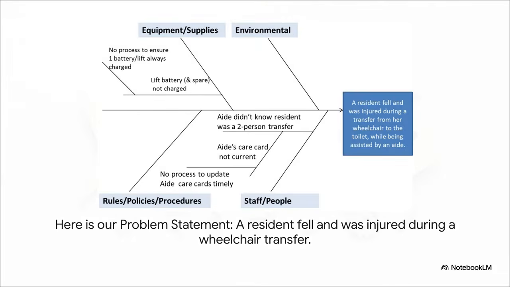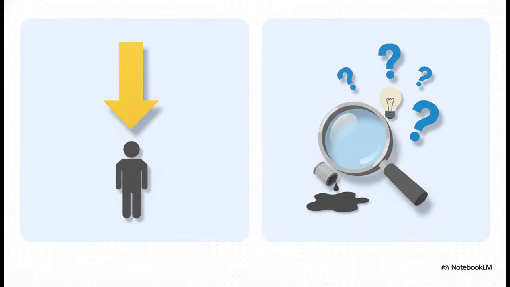All right, here is our problem statement. This goes right at the head of our fish. The problem is, a worker slips on an oil spill in a warehouse. Nice and simple, clear and specific. That's what you want. Okay, so what's the easy, surface-level conclusion here?